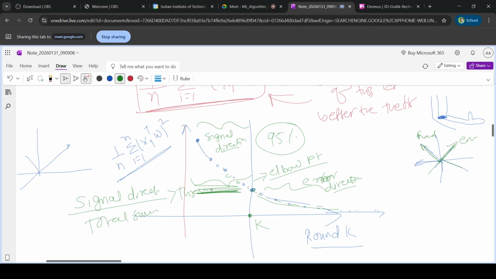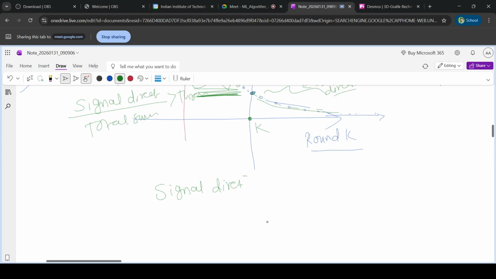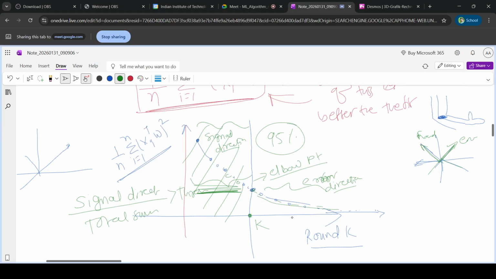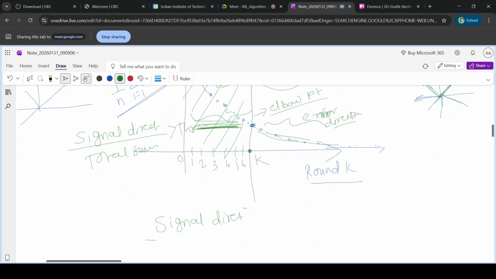So signal direction divided by the total sum should be greater than some threshold. Okay, threshold, I should draw it properly now because this is a very important point. Signal direction is nothing but this side of the graph. It means how many W's there are: first round, second round, third round, fourth round, fifth round. Round means W1, W2, W3, W4, W5. When should I stop, at what W? Signal direction divided by total sum should be greater than some threshold.